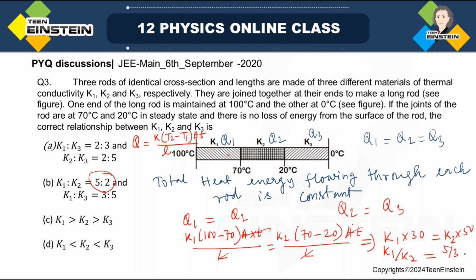Okay. So 1 and 2 we have got, then 2 and 3: K2 into 50 is equal to 20 into K3. Okay, so K2 by K3, I'll get 20 by 50, so 2 is to 5. Okay, let me just check here.